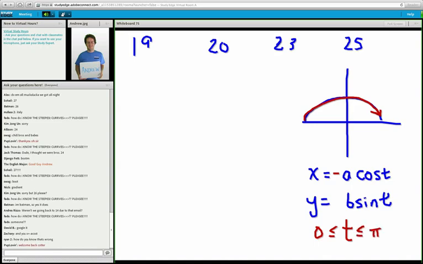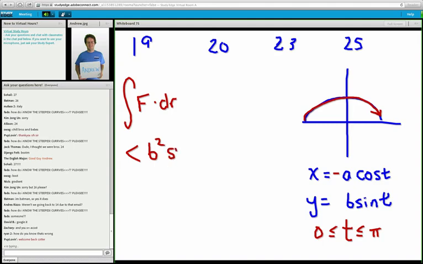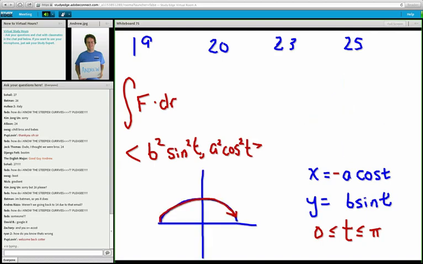So step 1's done. Step 2, sub in. We're doing the integral of F dot dr. F is equal to y squared, x squared. So that's going to be b squared sine squared t, comma, a squared cosine squared t. That's F, and you need to dot this with dr.